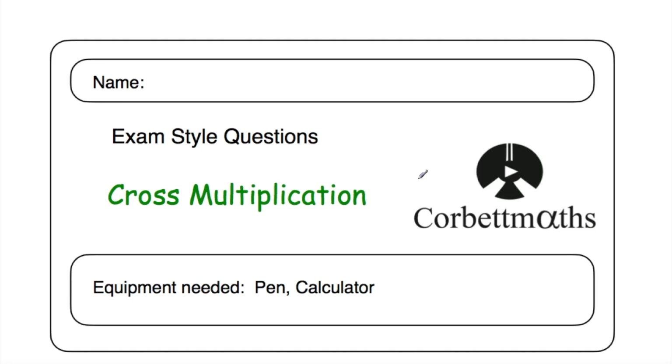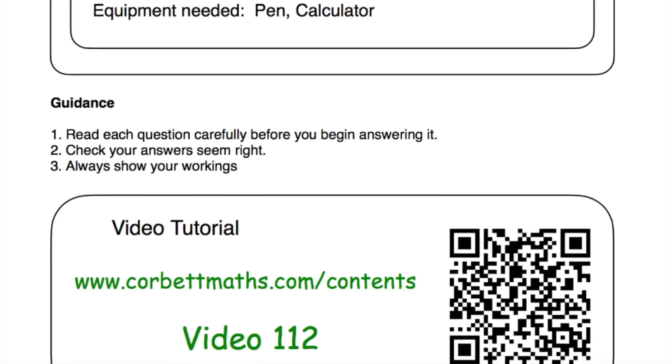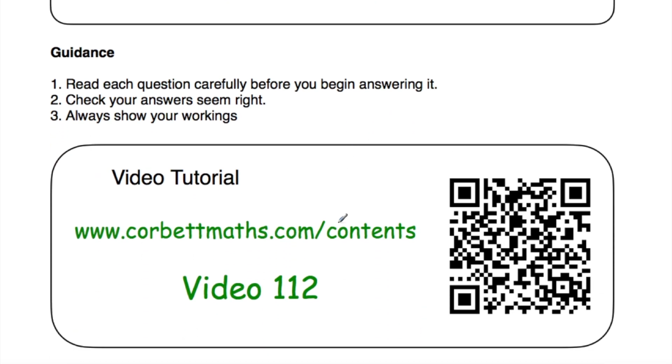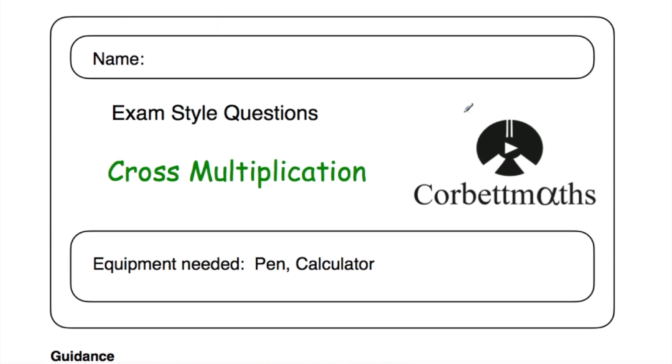In this video, we're going to go through the video solutions to the Corbettmaths practice questions on solving equations, and solving equations that involve cross multiplication. If you need any extra help in this topic, go to Corbettmaths, go to the videos and worksheets section, and scroll down to video number 112. There's a dedicated video tutorial there that goes through cross multiplication. Alternatively, you could scan this QR code. But in this video, we're going to focus on the video solutions to the practice questions, so let's get started.